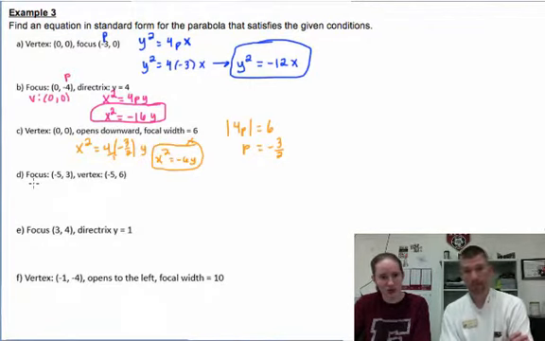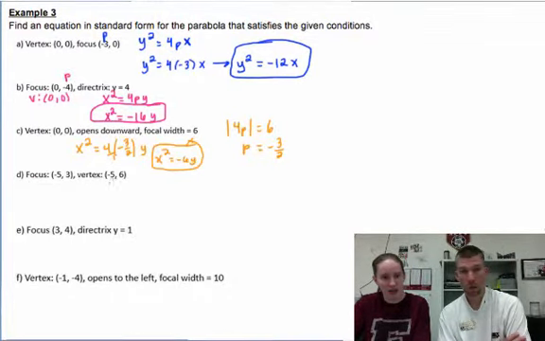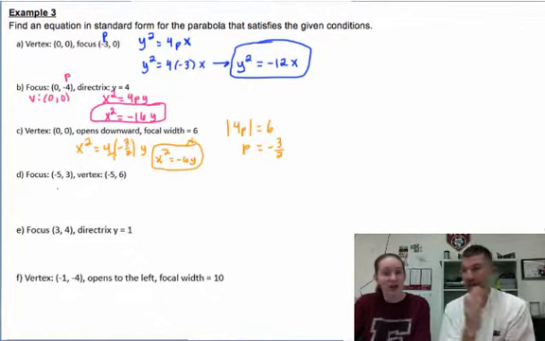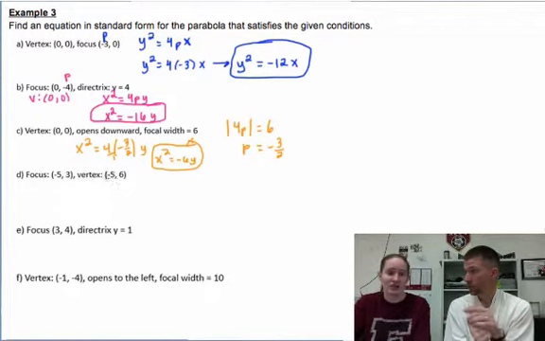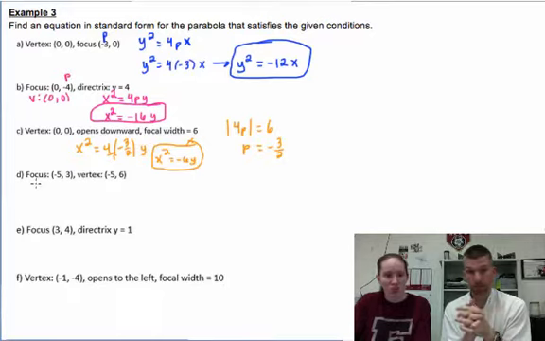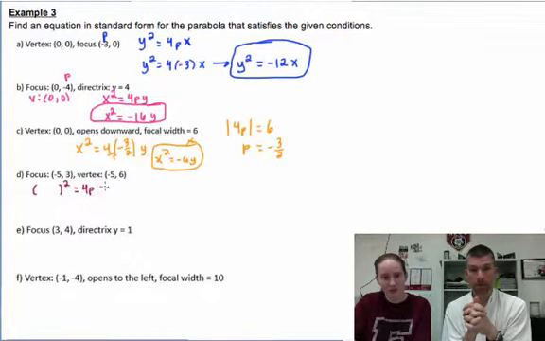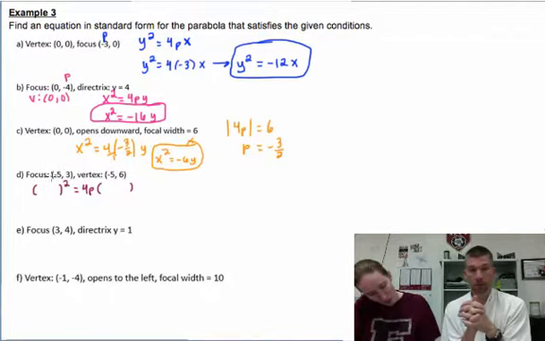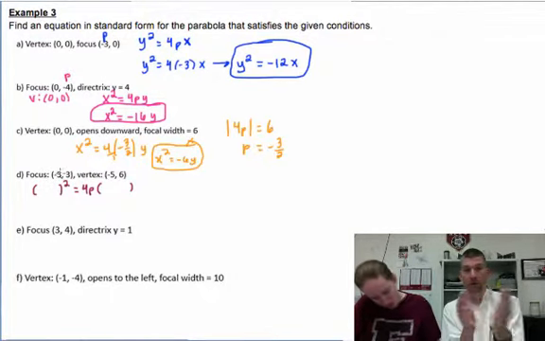All right. So our focus is at -5, 3, and our vertex is at -5, 6. So our x's don't change, but also our vertex is not 0, 0. They told us our vertex. So we know that we're going to have some kind of a parentheses thing going on. The x's didn't change from our focus and our vertex.